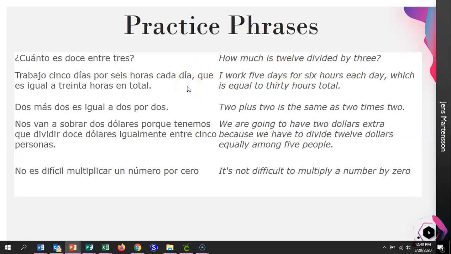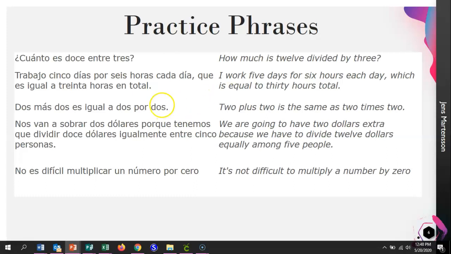Okay, the next one reads, trabajo 5 días por 6 horas cada día, que es igual a 30 horas en total. Woo, that is a mouthful. So let's take it piece by piece. First of all, we're going to identify that 5 is 5, okay? Por means times 6 days, okay? Por, and you've got 6 right there. And then es igual a, which is equal to, 30 is 30, and then of course total. Okay, so then if you translate it, it should read, I work 5 days for 6 hours each day, which is equal to 30 hours total.